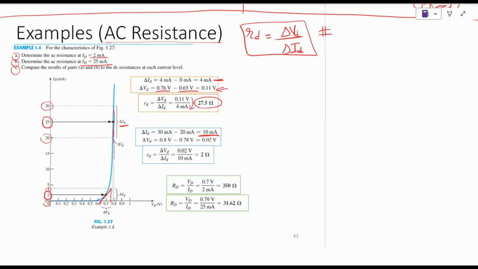And if we extend these lines towards the voltage, we can see the voltage is at 0.8 and 0.78, and it comes out to be 0.02 volts. So the average AC resistance comes out to be 2 ohms for this case.